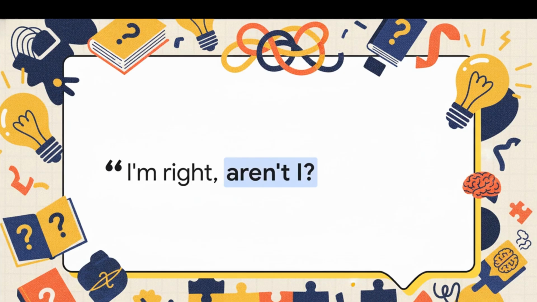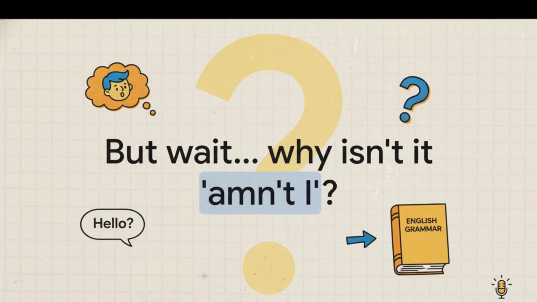Okay, now it's time for what is probably the most famous, most confusing exception in the entire English language. Right here on the slide, I'm right, aren't I? This one just doesn't seem to make any sense, and it trips up pretty much everyone. I mean, think about it. If we follow that golden rule, the tag for "I am" should be "am I," right? Positive statement, negative tag. But have you ever in your life heard someone actually say "am I?" Yeah, probably not. So what is going on here?